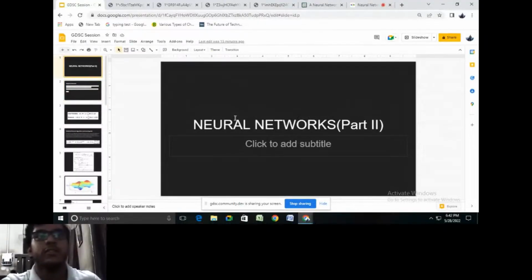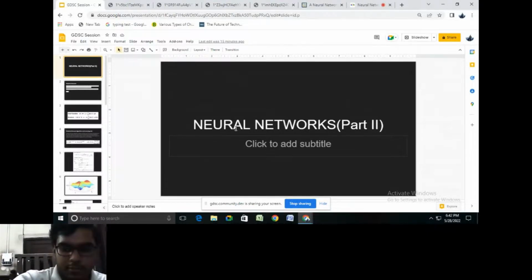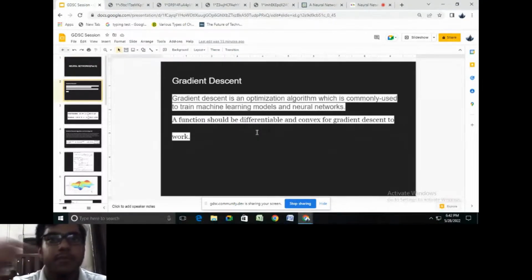Here we are with the second part of neural networks. In the first part, we left off at gradient descent, so we will pick up from that only.